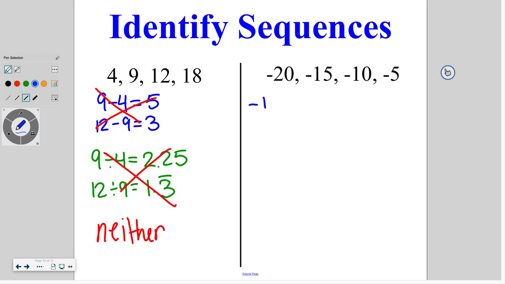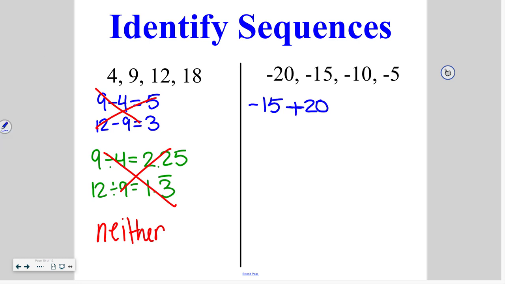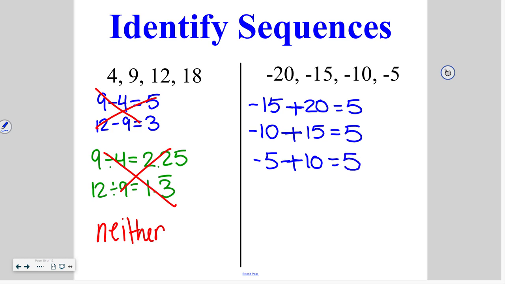So I'm going to say -15 minus -20. Minus a negative turns into a positive, which is going to give me a value of 5. I'm then going to check the next one. -10 minus -15. Again, double negative turns positive. I have a difference of 5. So far we're good, but I have one more number in the sequence to check. So -5 minus -10, positive, turns into a 5.